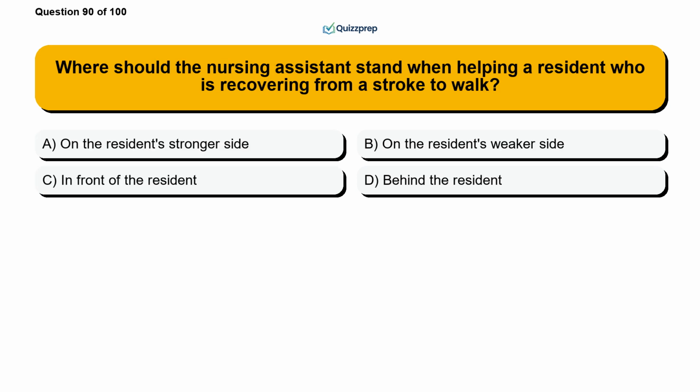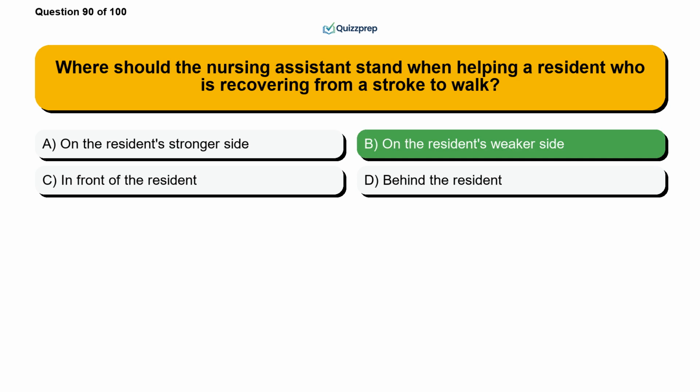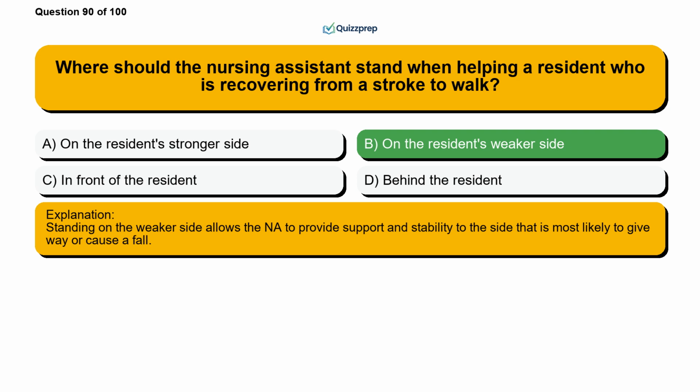Question 90. Where should the nursing assistant stand when helping a resident who is recovering from a stroke to walk? Option A, on the resident's stronger side. Option B, on the resident's weaker side. Option C, in front of the resident. Option D, behind the resident. The correct answer is option B, on the resident's weaker side. Standing on the weaker side allows the NA to provide support and stability to the side that is most likely to give way or cause a fall.